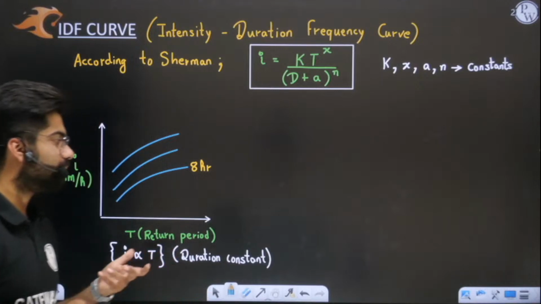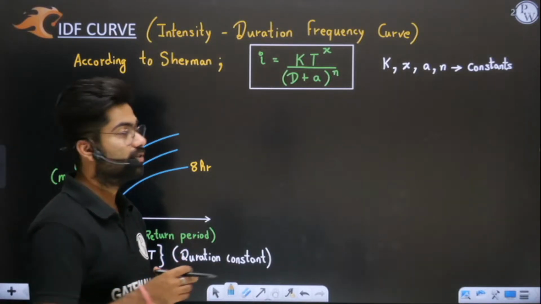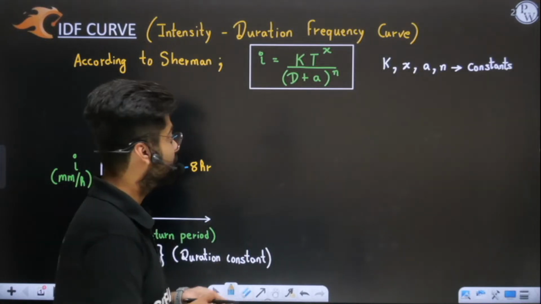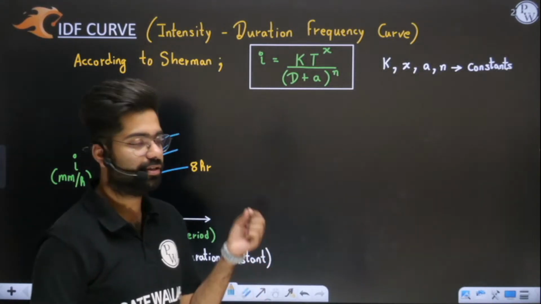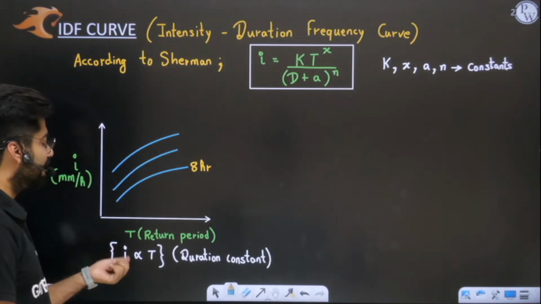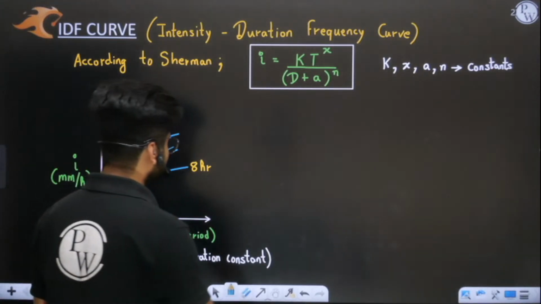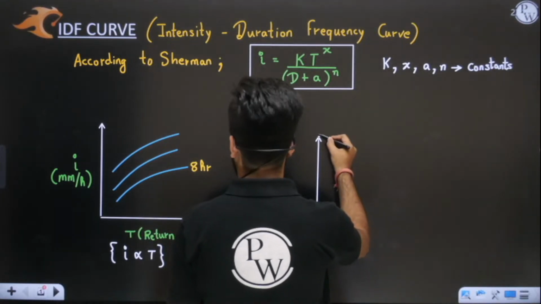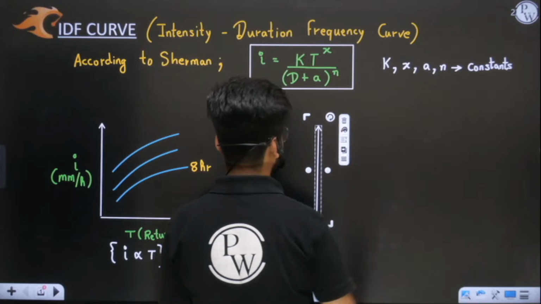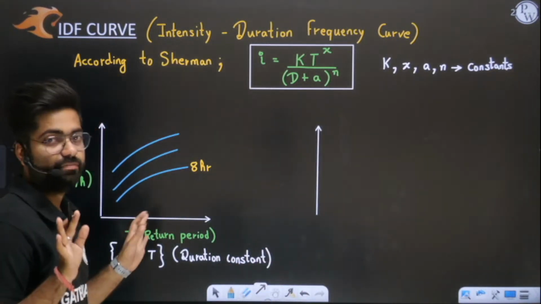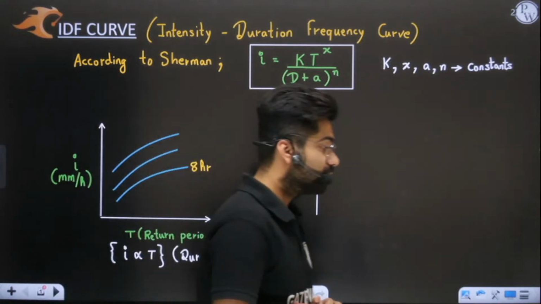Now can you tell me between which two quantities we are going to relate? Comment down below. So here we have linked I and T. Now in the next one, tell me what quantities we are going to link. Sir, I and T we have studied, but for constant duration. Now we are going to relate I and D.